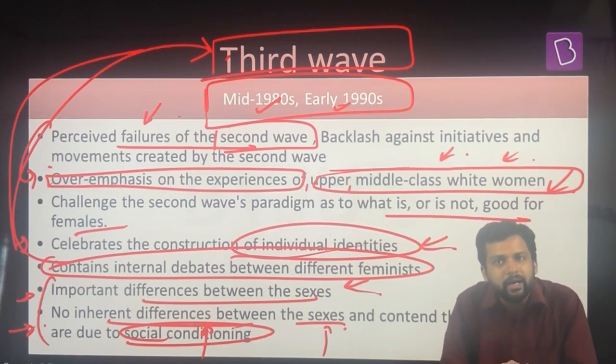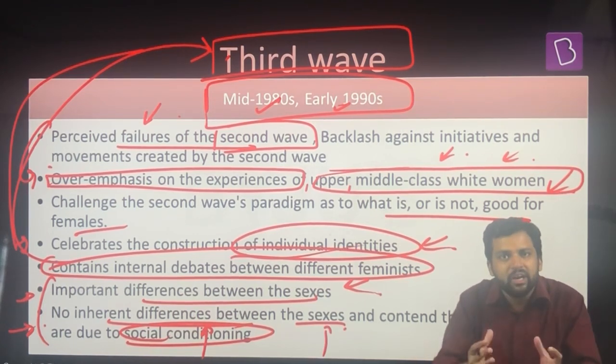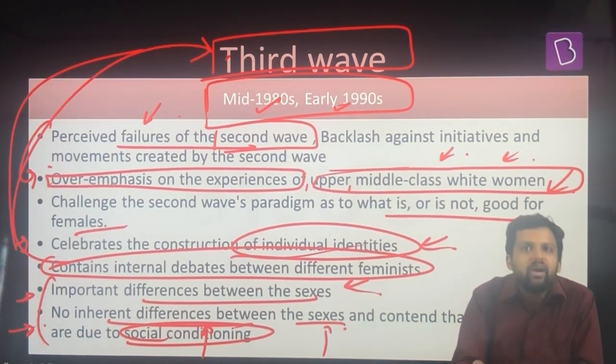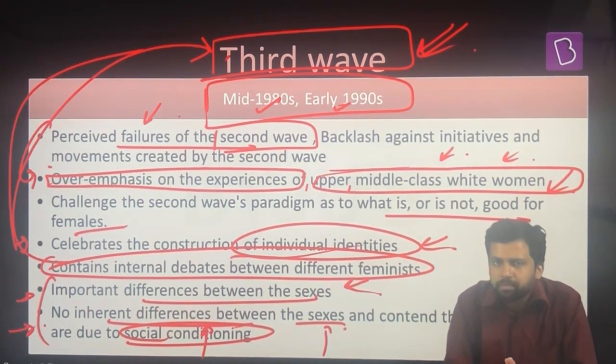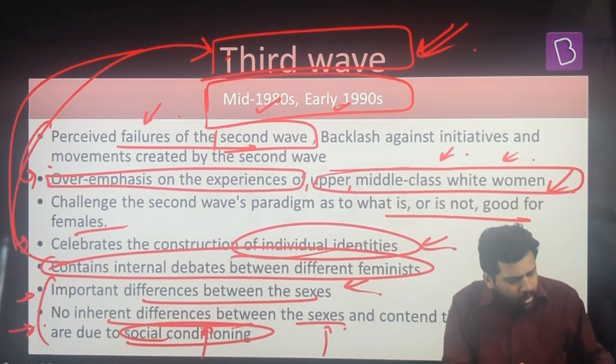It celebrates individual identities. It gives women the freedom to define who they are. So this is something different in the third wave of feminism. Internal conflicts are also recognized.